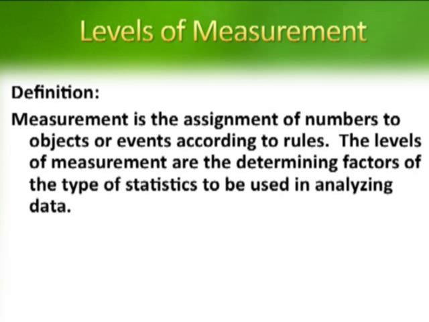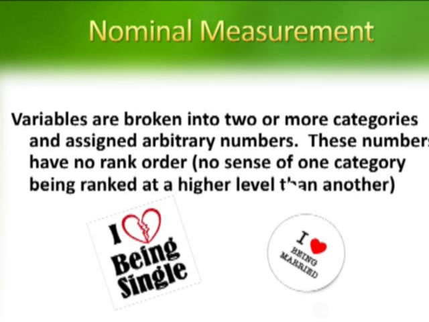Levels of measurement is the assignment of numbers to objects or events according to rules. The levels of measurement are the determining factors of the type of statistics to be used in analyzing data. Now, the first level of measurement we're going to look at is nominal measurement. This is where variables are broken into 2 or more categories, and they're assigned just arbitrary numbers. The numbers have no rank order, no sense of one category being ranked a higher level than another.